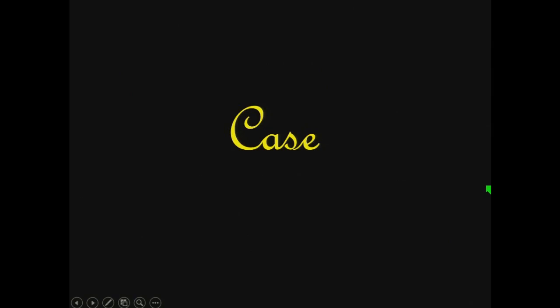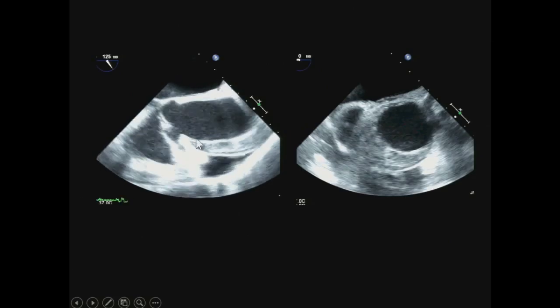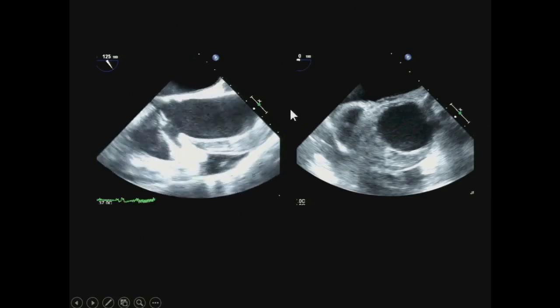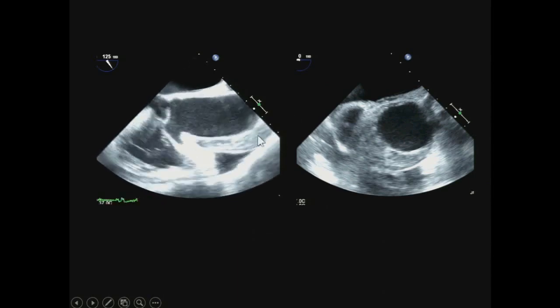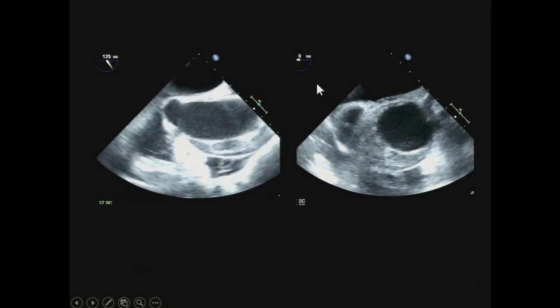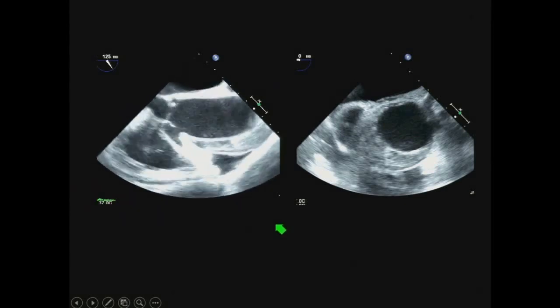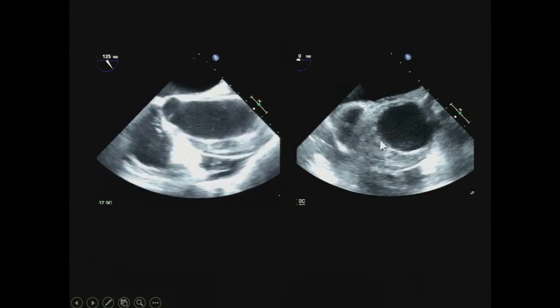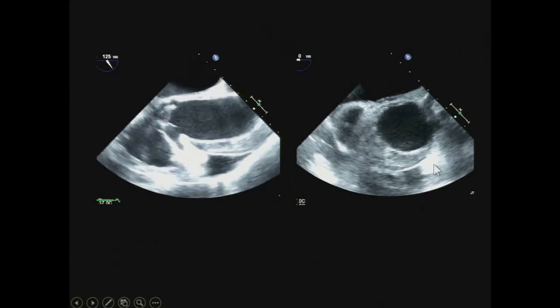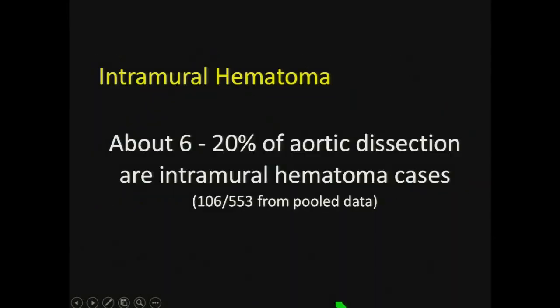And let's look at a case. Here is a main lumen. It started as a little intramural hematoma, then is extending, pretty smooth. This patient doesn't have much atherosclerosis in the ascending aorta. And here in the short axis, you can see that very nicely with a smooth intima. This is an example of an intramural hematoma. Anywhere up to 20% of dissection cases actually start as intramural hematoma cases.